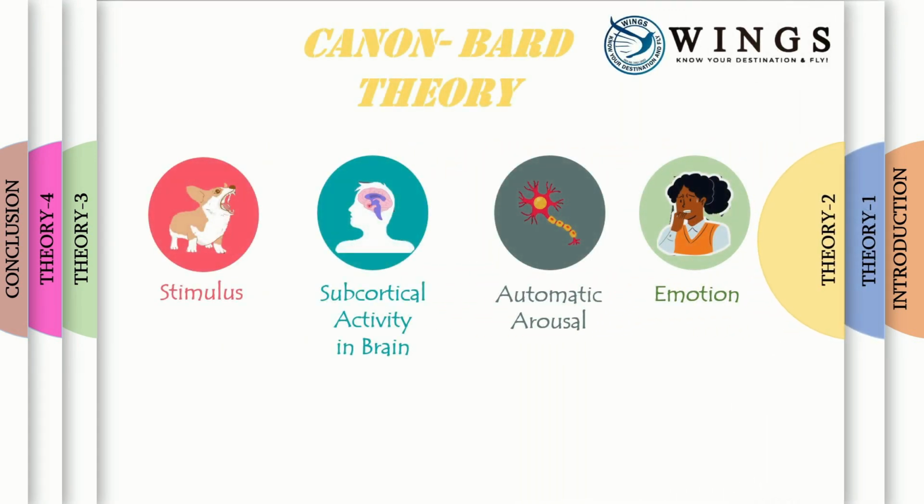The second theory is Cannon-Bard theory of emotions. According to this theory of emotion, when there is a stimulus present, it elicits subcortical activity in the brain, which then leads to autonomic arousal, and it elicits emotion towards the stimulus.